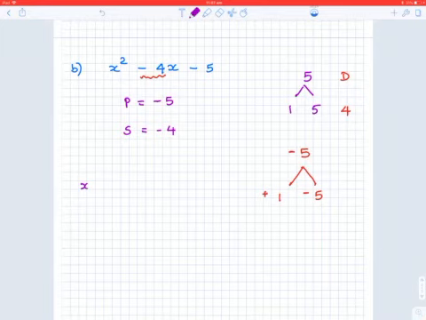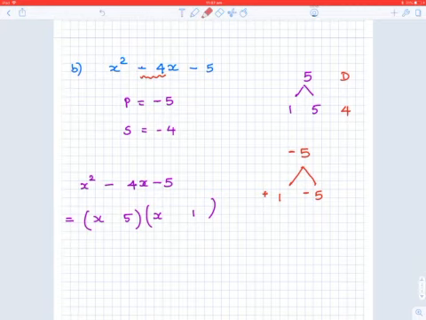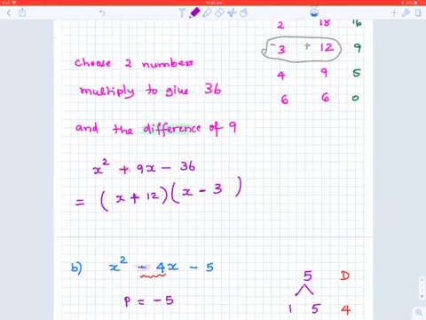Therefore, x squared minus 4x minus 5 can be factorized as follows. First you put the double bracket, then you put x for both. Then we know the numbers are going to be 5 and 1, because 1 times 5 gives 5. Then we have to decide the sign. The bigger number carries this sign. Therefore, the 5 is minus 5, and this is plus 1.